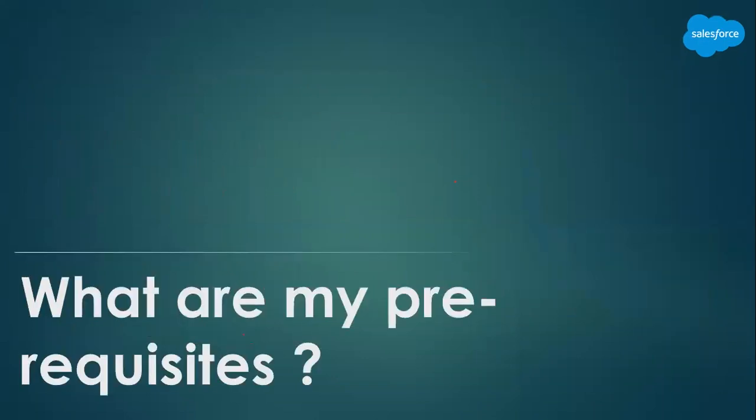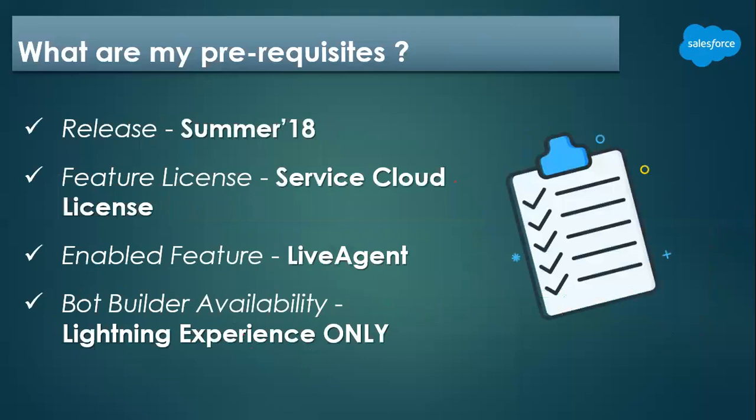So what are the prerequisites? How can I build an Einstein bot in one of my orgs? First things first, you need to be on Summer '18. We all know that Summer '18 is still being released to the orgs out there, so maybe we will have to wait till Summer '18 hits all our orgs. I guess it has already been released on sandboxes, but our developer editions are still not ready yet.